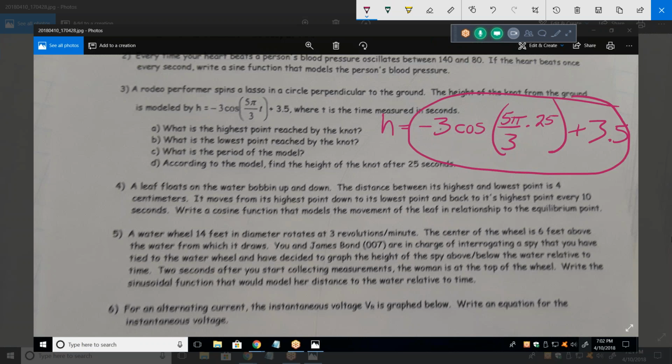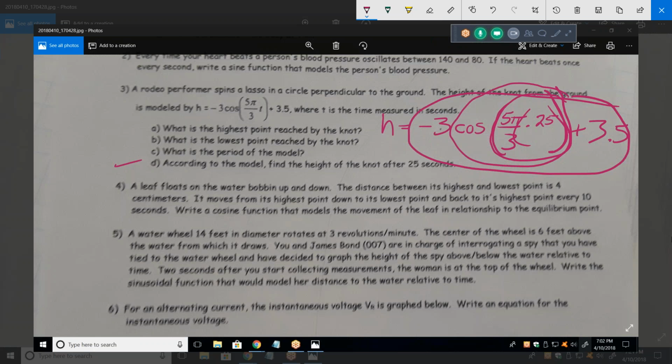Now, the reason I say that is because this part here is obviously 125 pi over 3. That's an irrational number. So you're going to have to get the cosine of that out of your calculator every time. Then you're going to have to multiply it by -3. And then you're going to have to add 3.5. And that will tell you the exact height of the knot at any point in time. You just have to multiply that 5 pi over 3 times whatever time they're talking about.